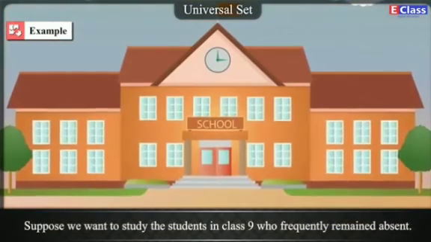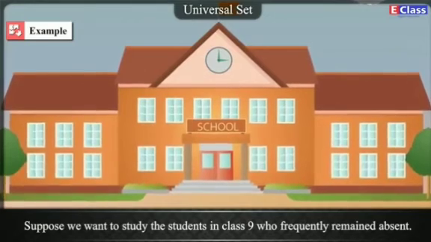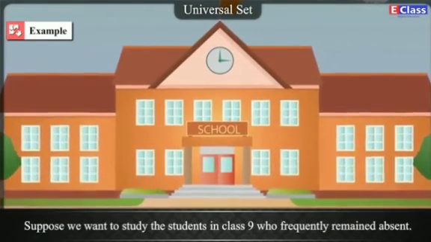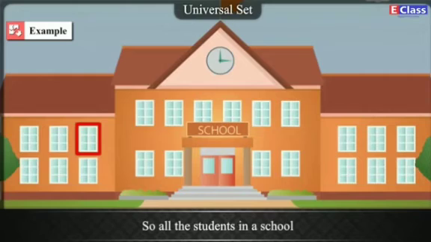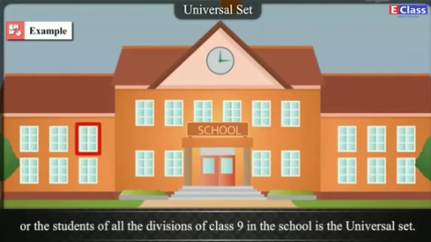Example 1. Suppose we want to study the students in class 9 who frequently remained absent. Then, we have to think of all the students of class 9 who are in the school. So, all the students in a school or the students of all the divisions of class 9 in the school is the universal set.